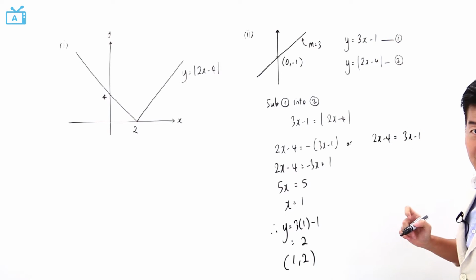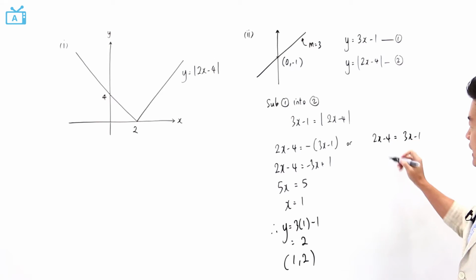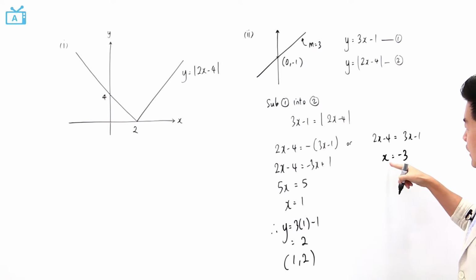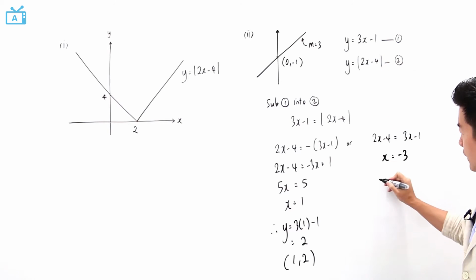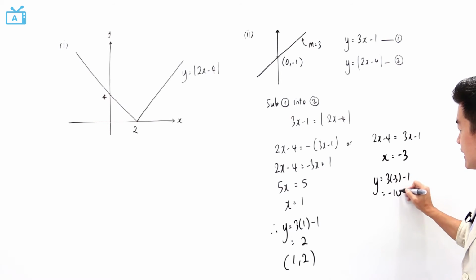Let's try to work on the other possible point of intersection. This, if I were to bring 2x over to the right hand side, I will have an x. And -1, if I were to bring it over to the left hand side, it is going to be -3. And if I were to now sub this back into equation number 1, that means y is going to be equal to 3 times -3 minus 1, this is -10.